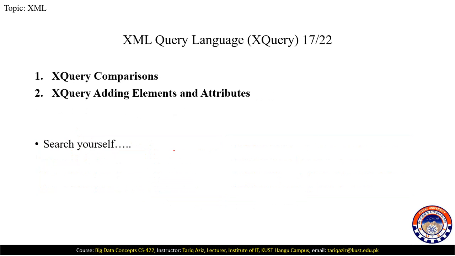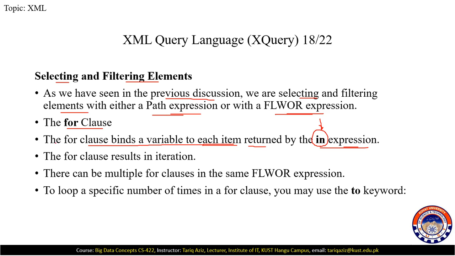Now, dear students, here we already discussed this point. It says that the for clause results in iteration, as its name suggests. There can be multiple for clauses in the same FLWOR expression. You can use multiple for clauses in the same FLWOR expression. The final point is important: to loop a specific number of times in a for clause, we have to use the to keyword.